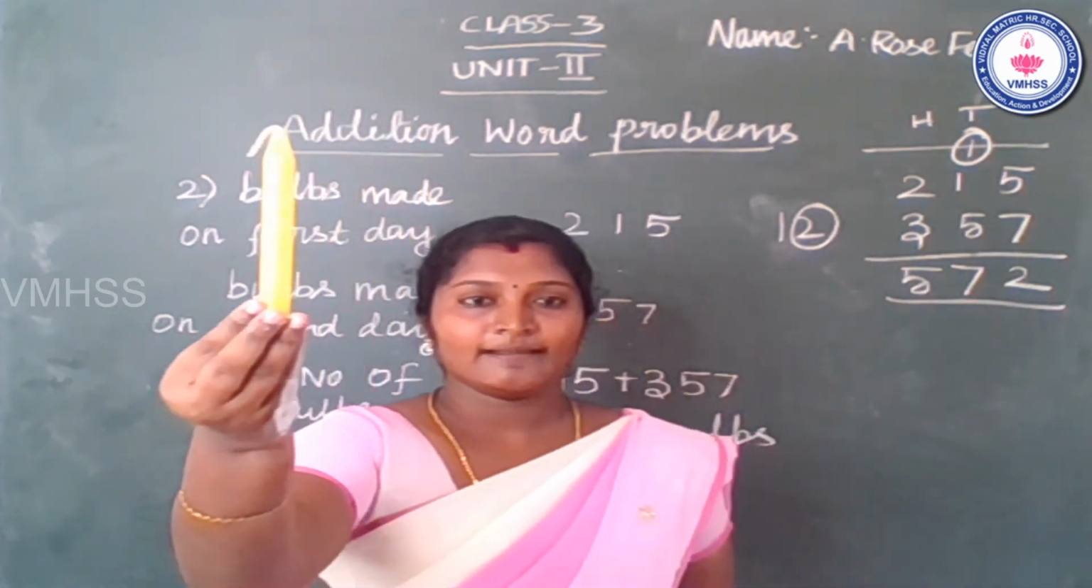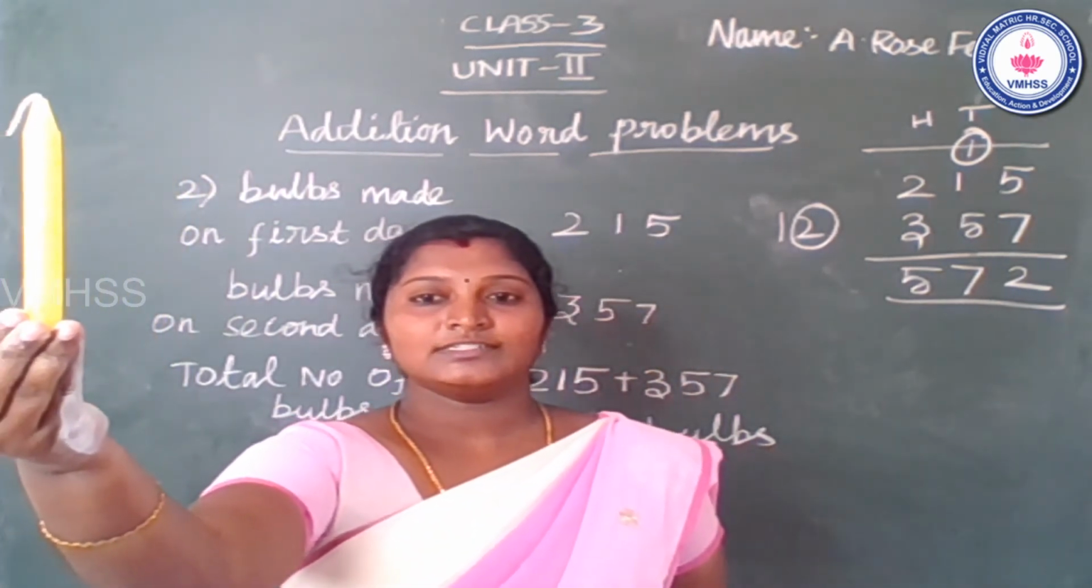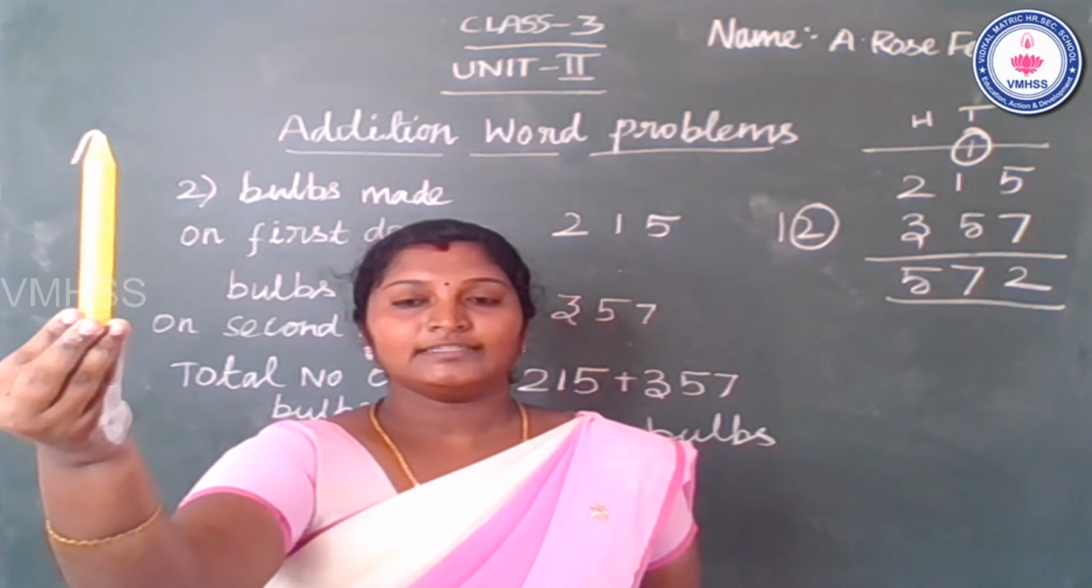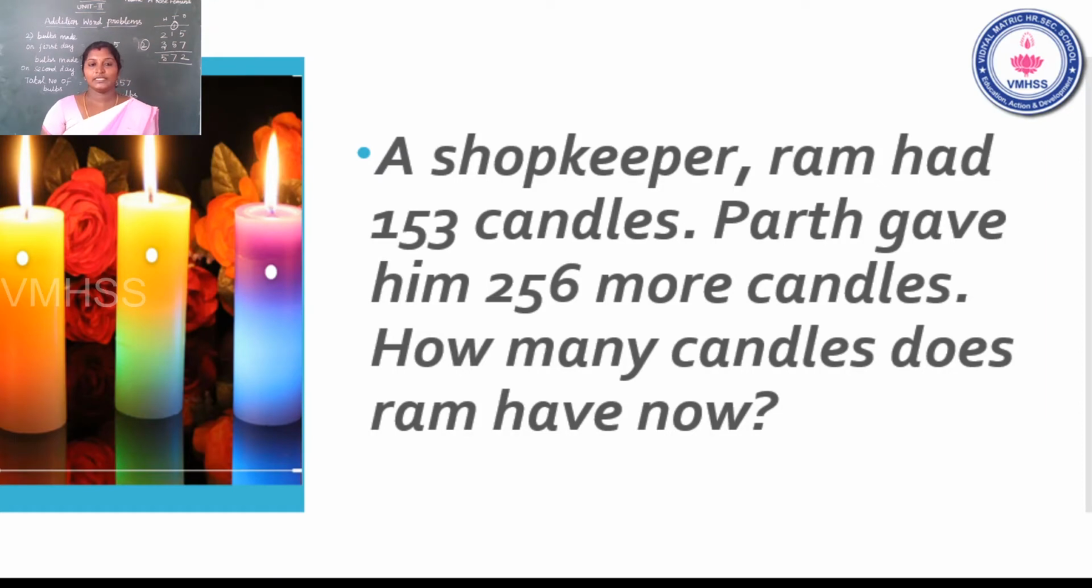So what is this? Candle. So what is this? Candle. Okay. So students, please see the slide. So a shopkeeper Ram had 153 candles. How many candles? 153 candles. So Part gave him 256 more candles. So how many candles does Ram have now? Okay, students, see the board.